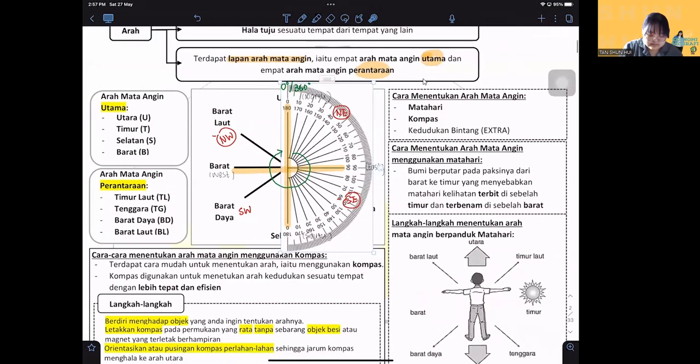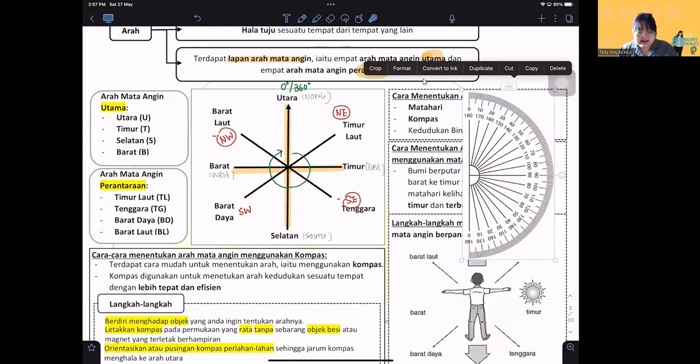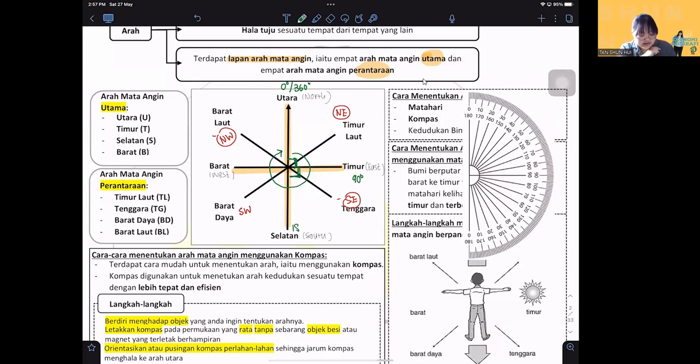Now, I'm going to put it aside first. Of course, sometimes you need not measure for certain directions. For example, timur, the east, is exactly 90 degree. Same goes with your selatan: 90 degree plus 90 degree, that's two right angles, so you will get 180 degrees. How about the west? You add on another 90, 180 plus 90, 270.